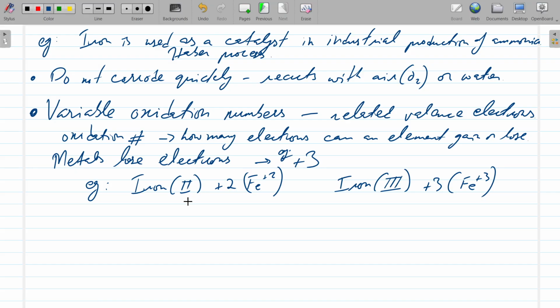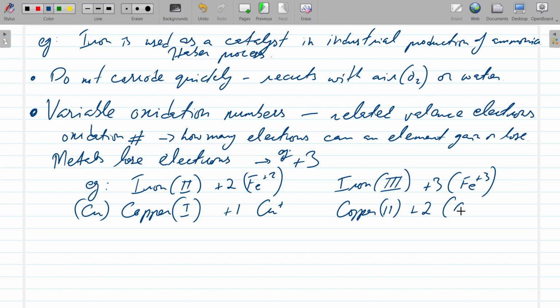You have copper, so it's Cu, and that can exist as copper 1, so just +1 or Cu +1. Or just Cu plus in front. You don't need the 1. If it's just a single plus sign, that means the oxidation state is 1. And you can have copper 2, so it's losing 2 electrons, Cu plus 2. And so that makes a difference on the kind of compound they form.